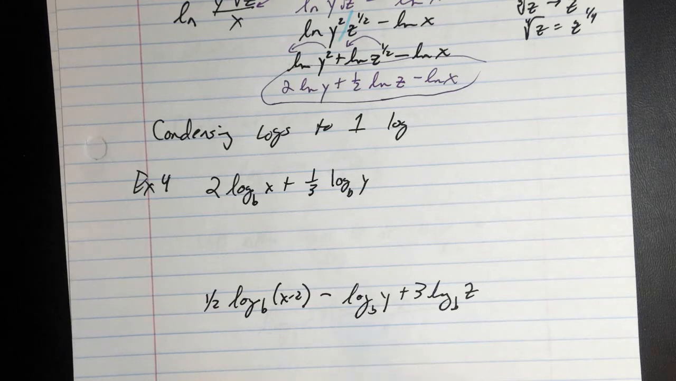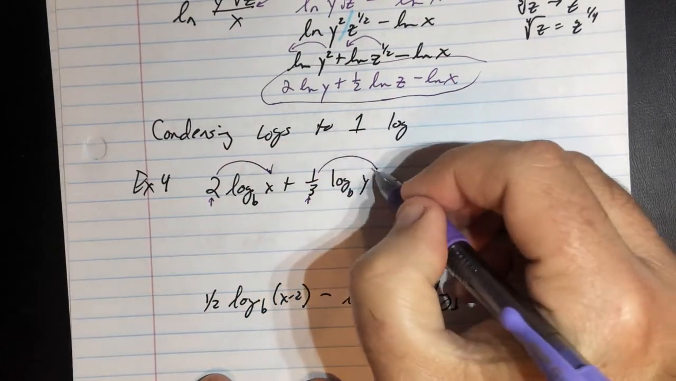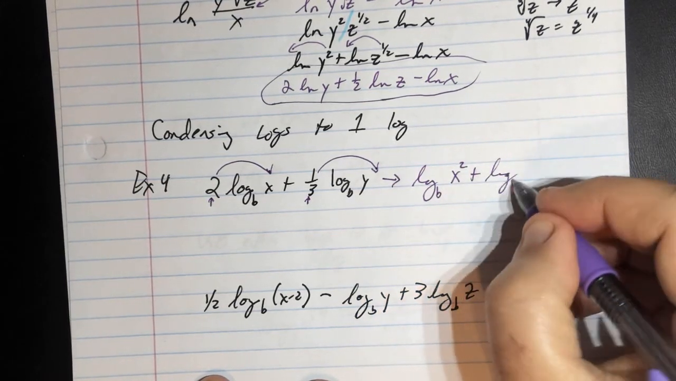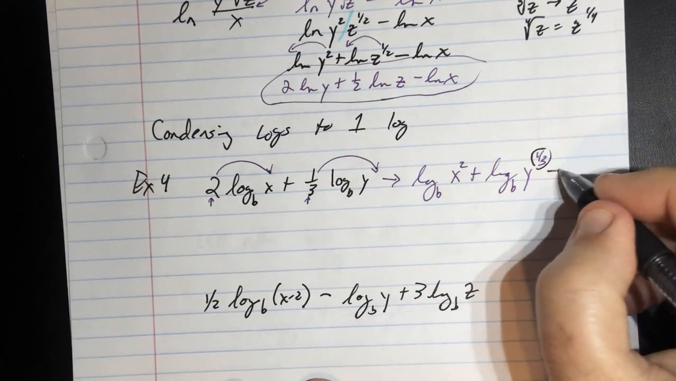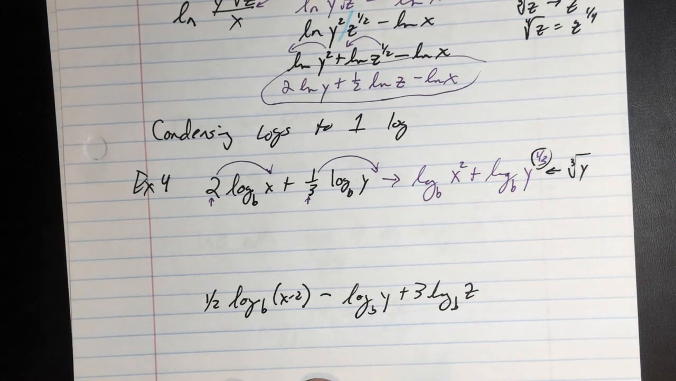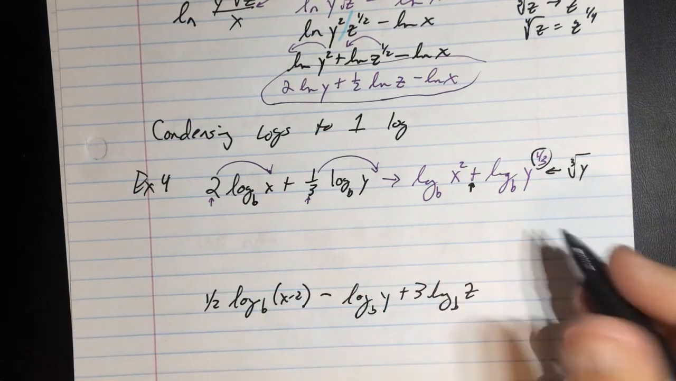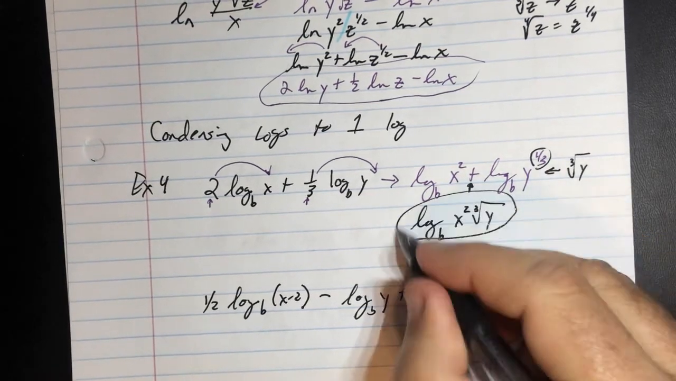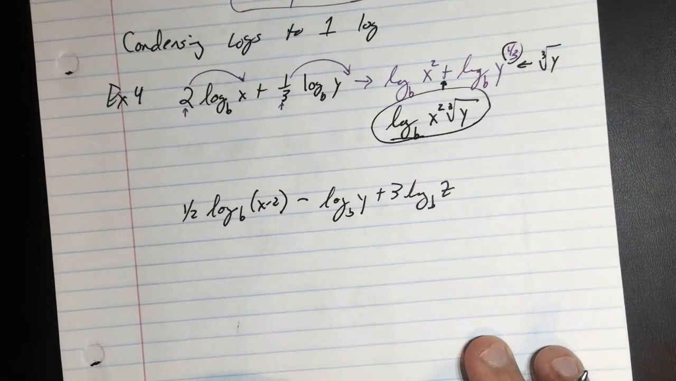First things first, we're going to use power rules. Usually if I see a power here and here, we got to bring them up. So the first step is going to be log base b of x squared plus log base b of y to the 1/3. And now remember that this is the same as the cube root of y. And now we're going to condense the addition. The addition will condense down to multiplication. Natural log of b, x squared times the cube root of y. And there's 1 logarithm now.